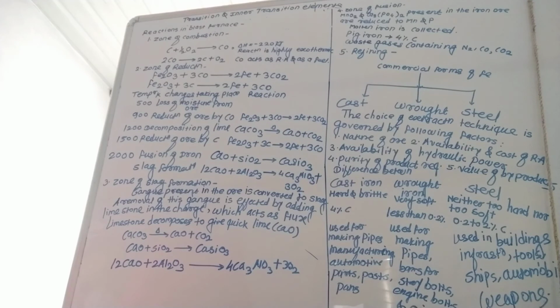These are the reactions already discussed in this video: reactions in the blast furnace, zone of combustion, zone of reduction, zone of slag formation, zone of fusion and refining, and the difference between cast, wrought and steel forms of iron. In the next video we'll discuss inner transition elements, that means f block elements.